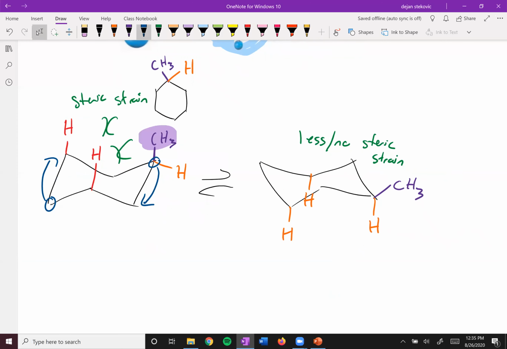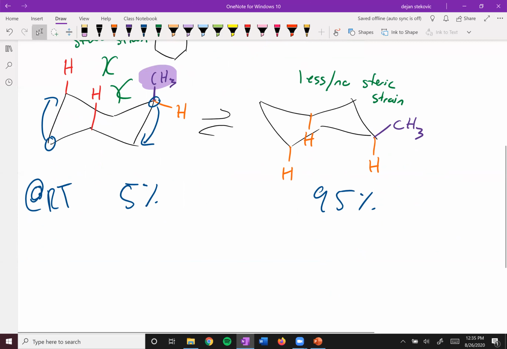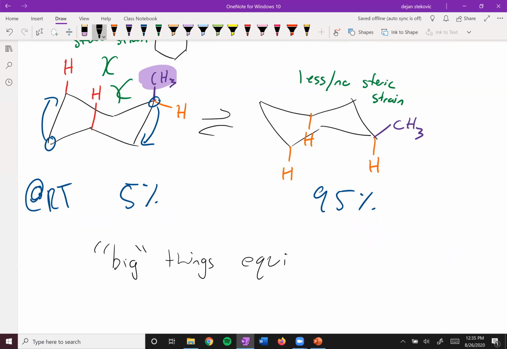If you were to look at what conformer this methyl cyclohexane adopts at room temperature, 95% of the compounds will be in this conformer, while it only spends 5% of its time in this chair conformer. This is similar to the alkanes and the Newman projections. It's these big things that want to get as far as possible, and in this case, as far as possible means being equatorial.